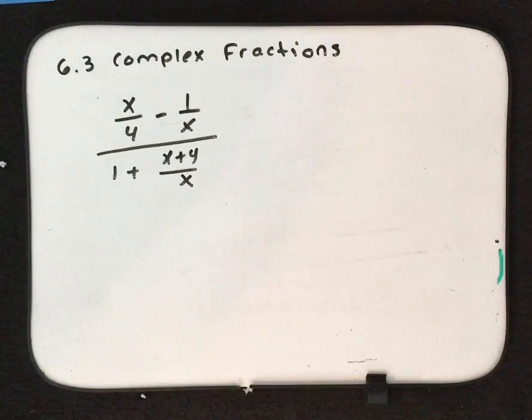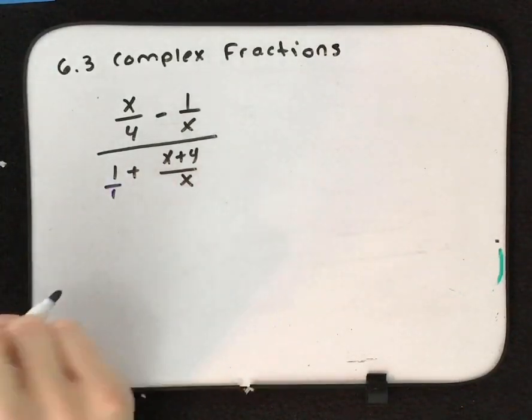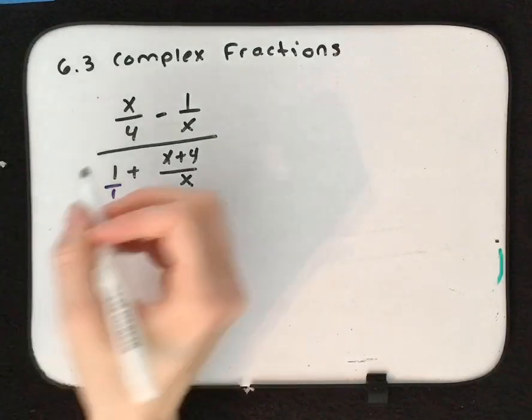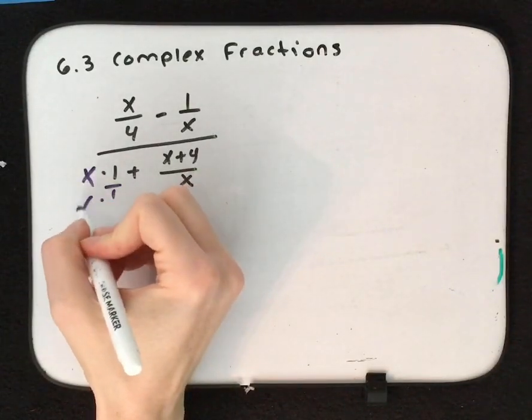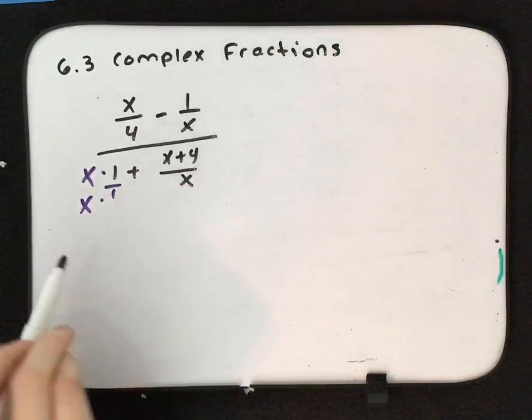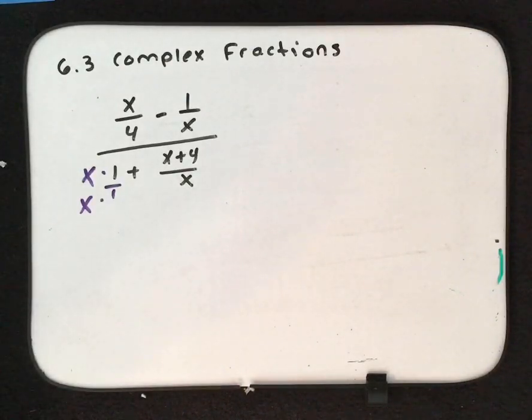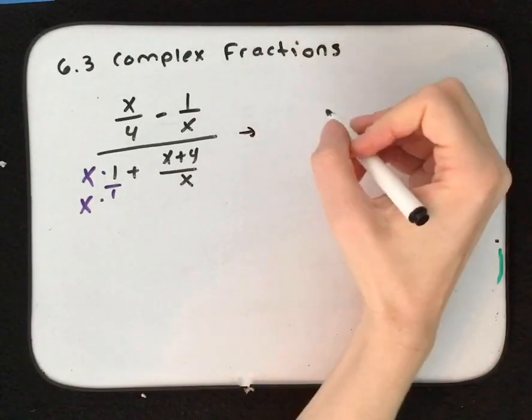Okay, so I need one piece in the numerator and one piece in the denominator so that I can then flip and multiply. So let's look at our denominator. Pretend this is over 1. So I'm going to need a common denominator, so I'm going to multiply by x. So now I have a common denominator of x. So if we do that, let's do our arrow, we'll go this way.